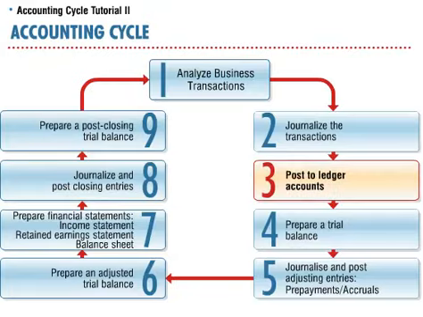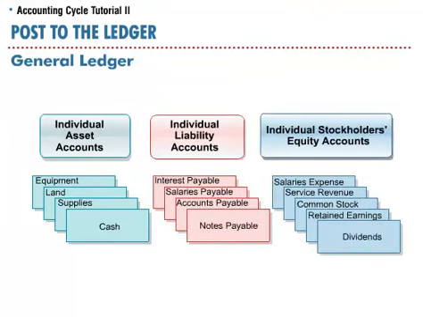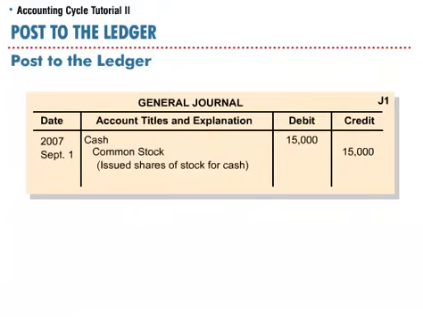Post to the ledger. The entire group of accounts maintained by a company is referred to collectively as the ledger. A general ledger contains all the assets, liabilities, and stockholders' equity accounts. The procedure of transferring journal entries to the ledger account is called posting. To illustrate this procedure, let's examine the general journal, and more specifically, the general journal entry to record the stockholders' investments of cash in exchange for shares of common stock.